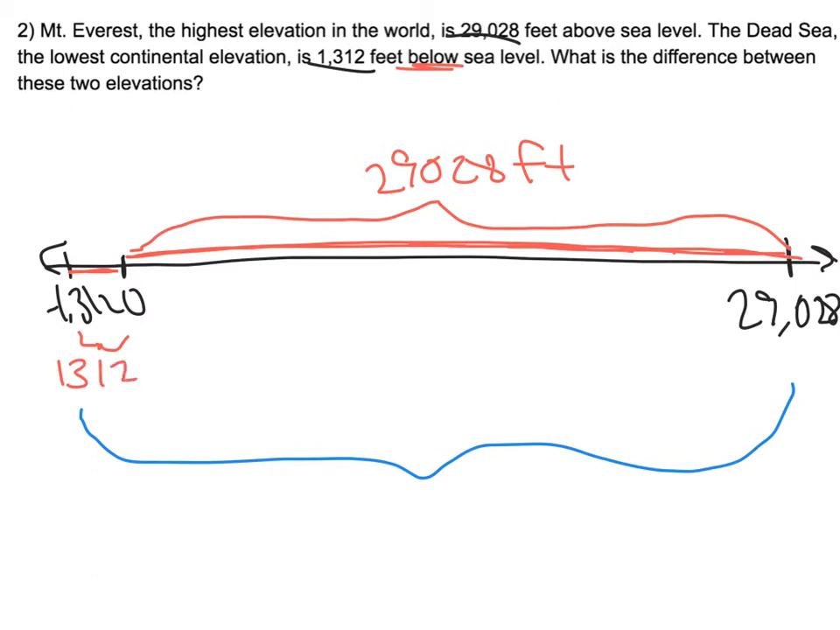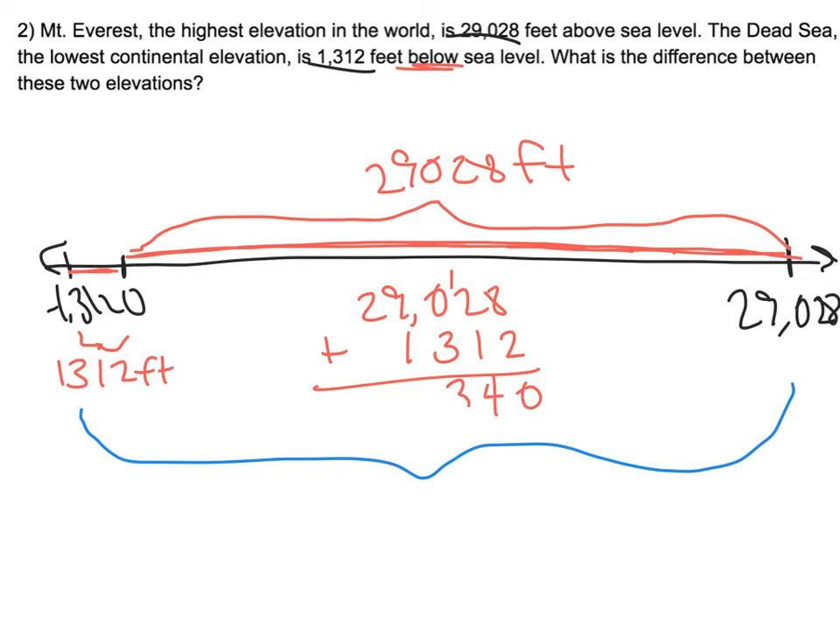Now, if we're looking for the total distance then we need to add 1,312 and 29,028. So when we go to add these, 8 plus 2 is going to give us 10, that'll be 4, that'll be 3, that's going to come out to 10, which makes that 30. So we're at 30,340 feet is the distance from the bottom of the Dead Sea all the way up to the very top of Mount Everest.